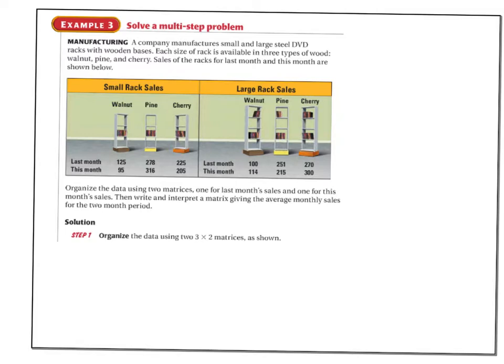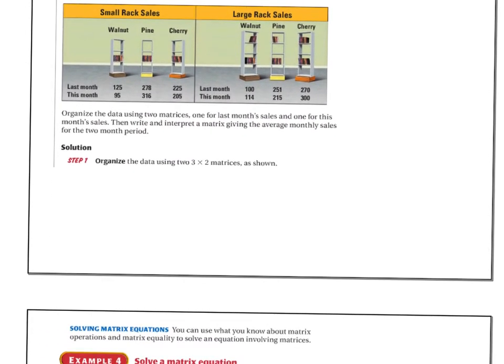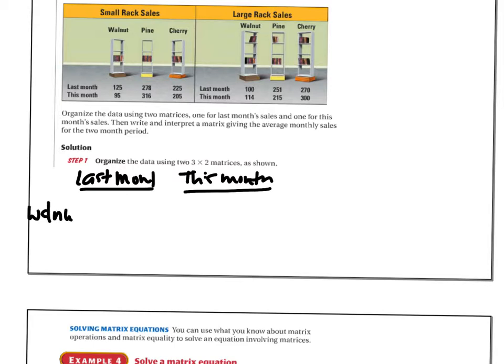So we're going to organize this data as they tell us to, using 2 matrices, one for last month's sales and one for this month's sales. So I will just write that down. Last month and this month. And this one takes a little space, so leave yourself some room. Okay. And then I'll put walnut here, and pine, and cherry. I'm going to make matrices out of this information. My first column will represent the small cabinet, and my second will represent the large cabinet. And then I have to do that for this month too. Small cabinet and large cabinet.